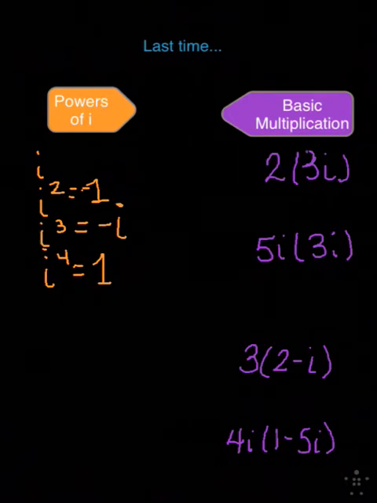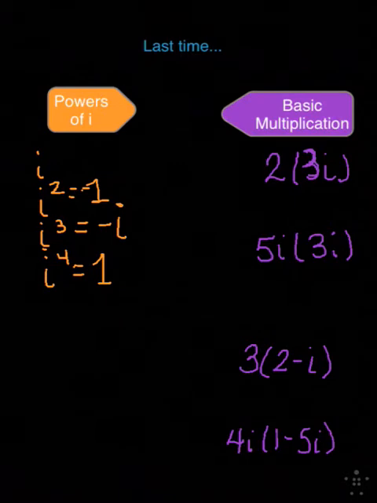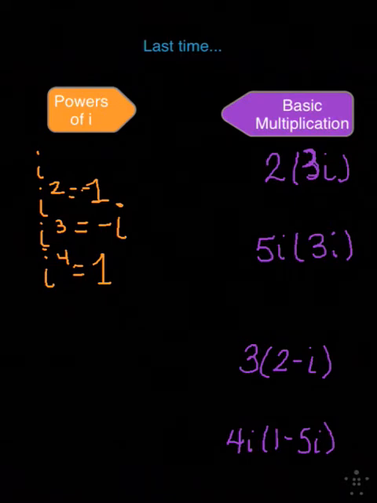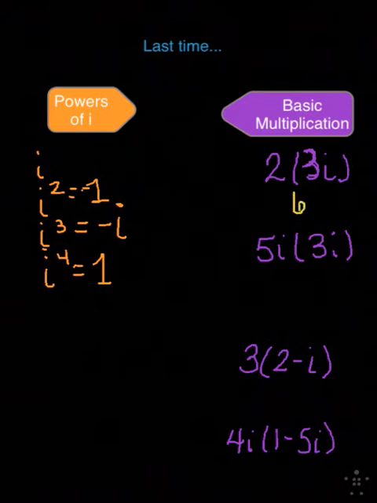So here we have 2 times 3i, and we just did 2 times 3 because we can multiply the numbers together. And when we multiply those together, we end up with 6i, because 2 times 3 is 6, and the i has to come along.